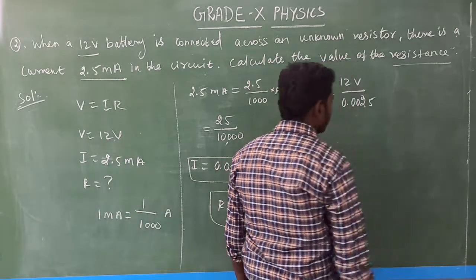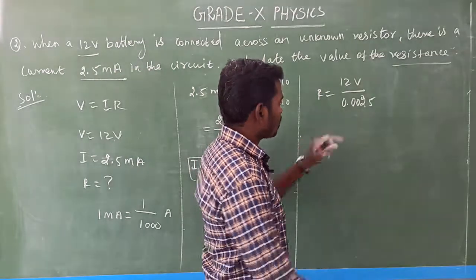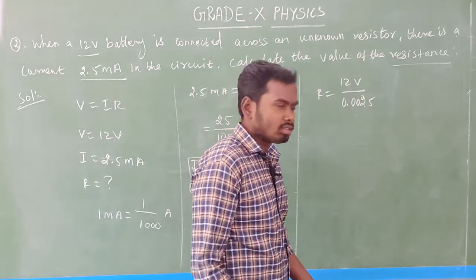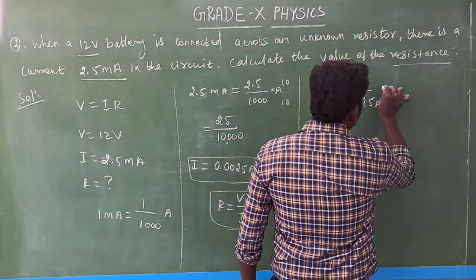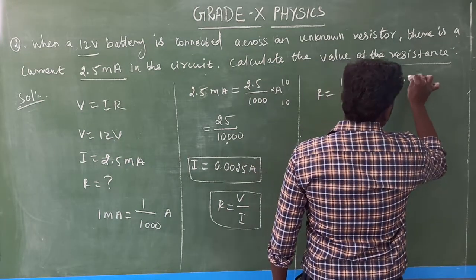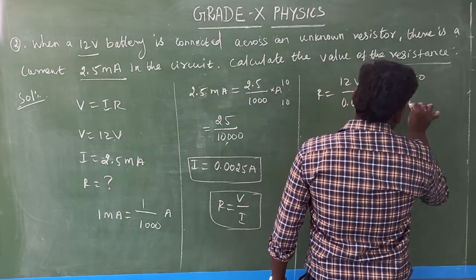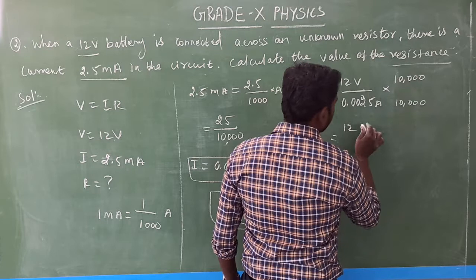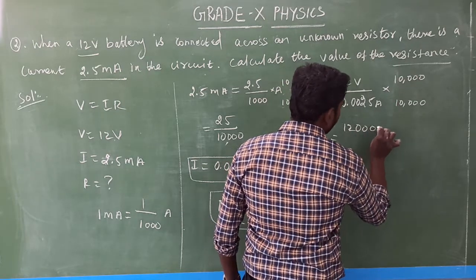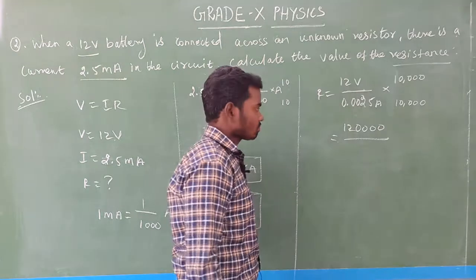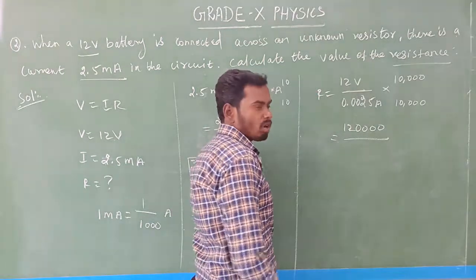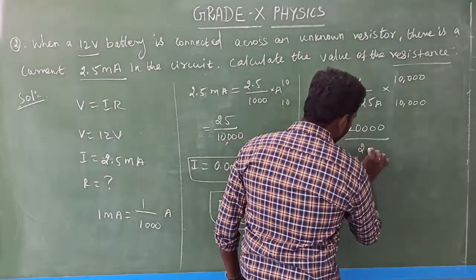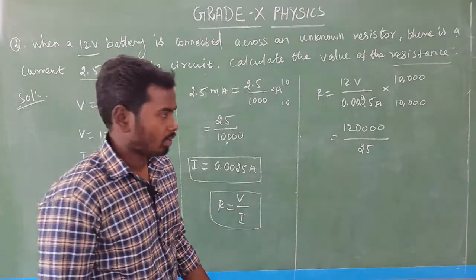Look here. After the dot, how many digits are there? 4 digits. So we can multiply both terms by 10,000. Then we get 12 followed by four zeros, 1,20,000. Here the 4 decimal places cancel and the remaining is 25. It's a simple mathematical calculation.